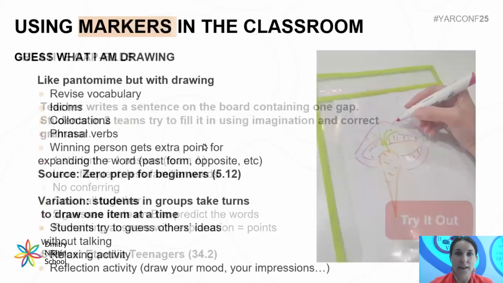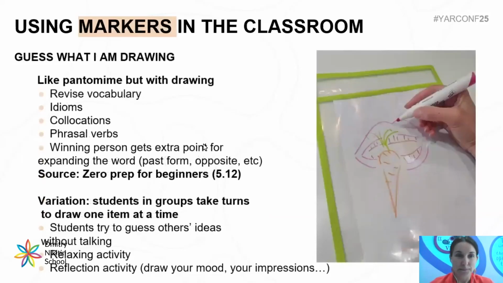Okay. The next activity is called Guess What I'm Drawing. It is like pantomime, but students use drawing. They use markers. They can use protector sheets like the one that you see in the picture. And in this way, you wouldn't use up a lot of paper, or you can use the board for drawing. It's great for revising vocabulary, including idioms, collocations, and phrasal verbs.